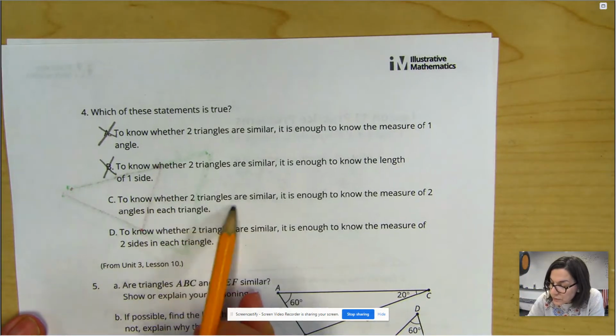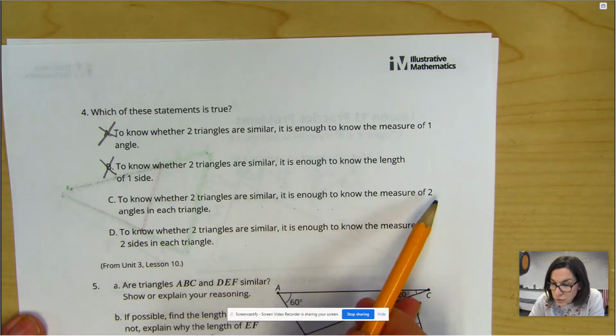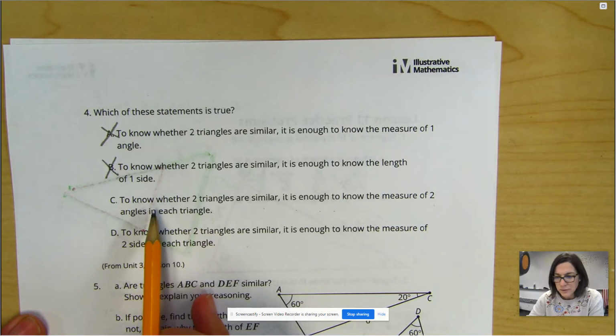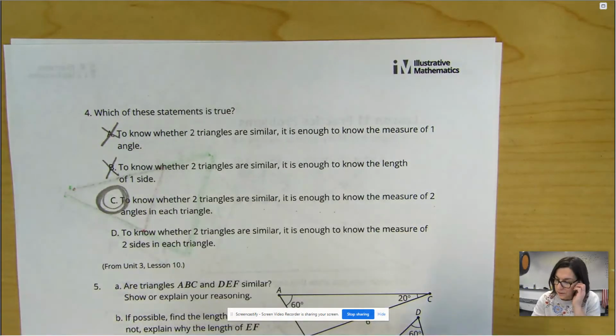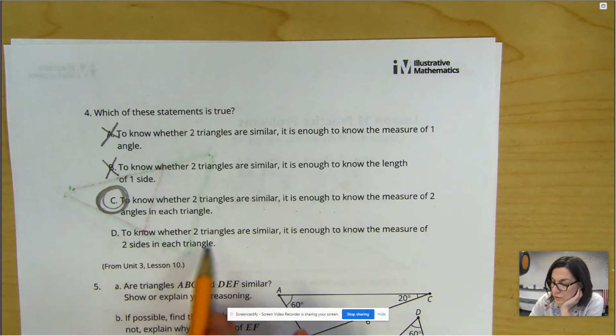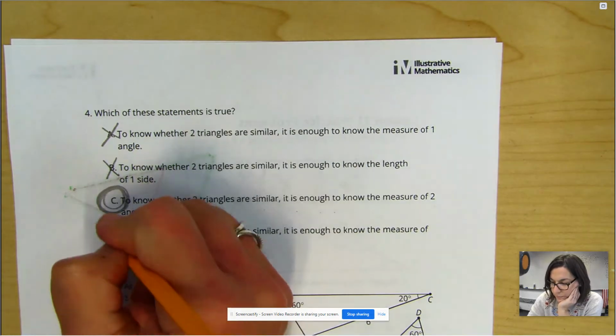To know whether two triangles are similar, it is enough to know the measure of 2 angles. Yes, that's the angle-angle triangle similarity theorem. And to know whether 2 triangles are similar, it is enough to know the measures of 2 sides. That's not enough. That wouldn't lock in 2 angles.